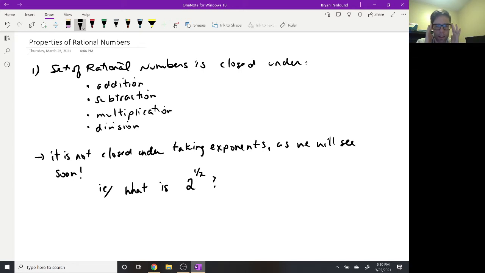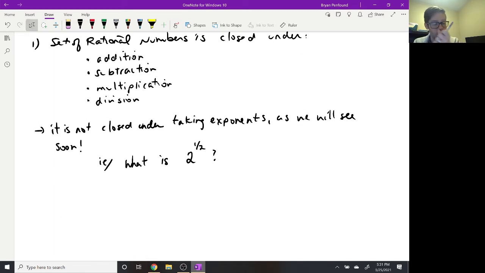Taking exponents could get us into a little bit of a pickle because at the moment we don't really know how to deal with a fraction that's inside the power. So what does something like 2 to the power of 1/2 even mean? What does that look like? Is that a rational number? We're going to see that it's not.